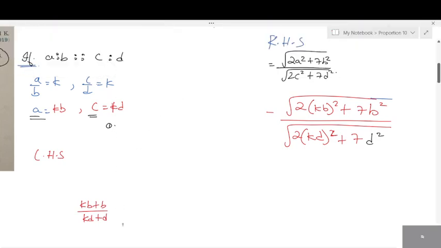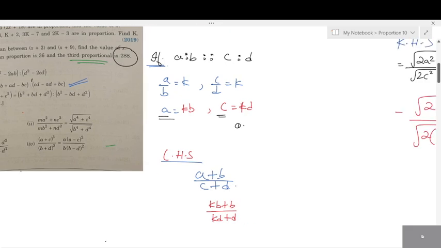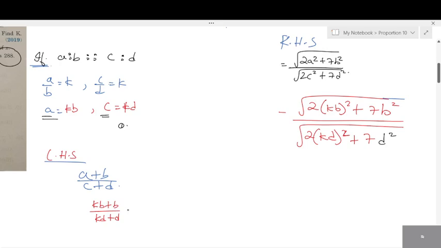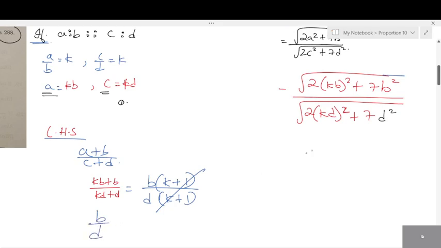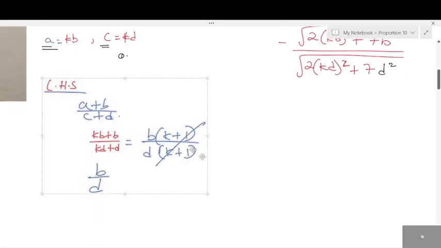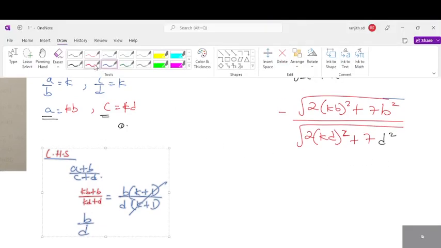So on the left hand side we have A plus B divided by C plus D. Okay, close your notes. Just look at the textbook and solve. C plus D. Fine. On the left hand side, what is common here? What is common? B is common. In the numerator, you get K plus 1. Then again, D is common. Reduce this. We have B divided by D on the left hand side. B divided by D, simplified form. Now check the right hand side part. Solve the right hand side one.